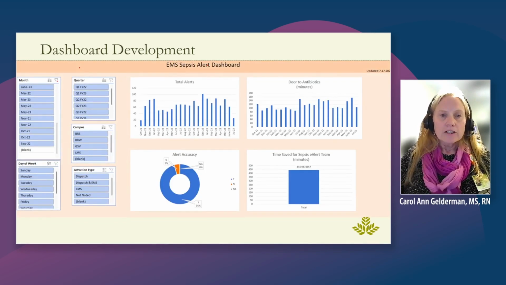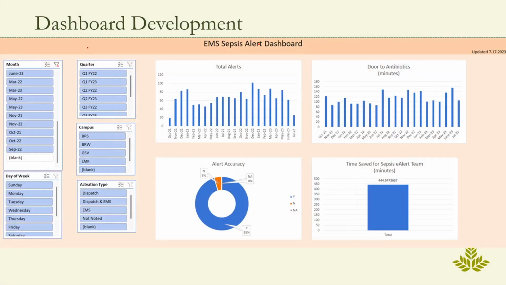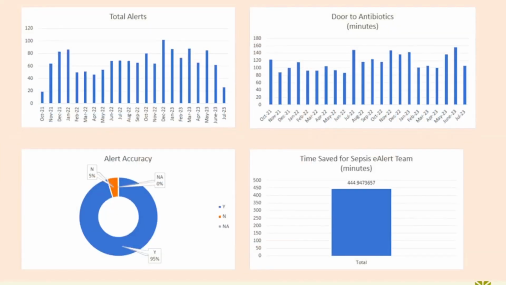Having the data actionable and readily available, I think the idea of dashboard development, this is just an example of one of our initiatives. We have an EMS sepsis alert, and we created a dashboard. You can't see the functionality of it because you're just seeing a screenshot of it, but these are the things that were important for our dispatch at EMS as well as our sepsis team in our organization and our emergency department. We wanted to know how accurate our alert was based on what we're using for screening. So you see alert accuracy is there. We wanted to see the door to antibiotic time.